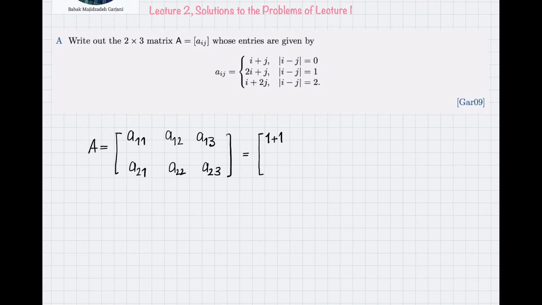Now let us go to the next entry, A12. The i index is 1, the j index is 2. The difference, i minus j, is negative 1, but the absolute value of i minus j in this case is 1. So I have to use this middle relation, which tells me to multiply the i index by 2 and add it to the j index. So I will multiply the i index, which is 1, by 2, and add it to the j index.